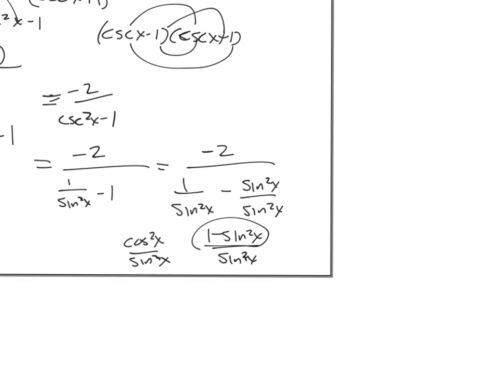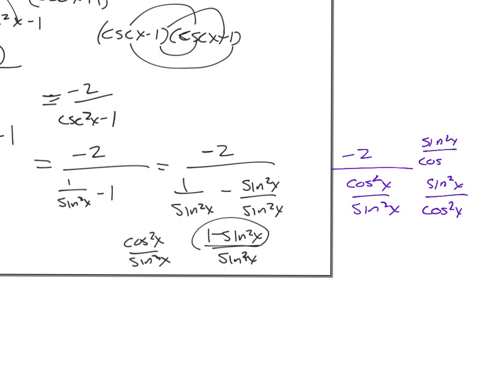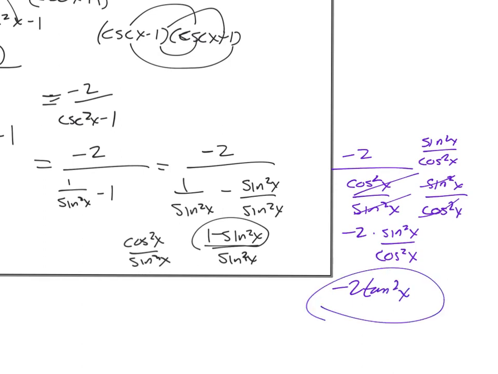So let me back up and see what we got here. I know there's a lot of pieces to this one. So far I'm here. But again, I've got a fraction with a fraction. I don't want that, so I'm going to multiply the top and the bottom by the reciprocal of the bottom. So that cancels all out. Now I get negative 2 sine squared x over cosine squared x, which is a fancy way of saying negative 2 tangent squared x.